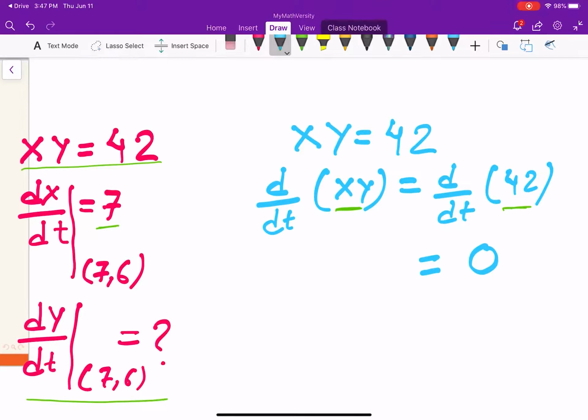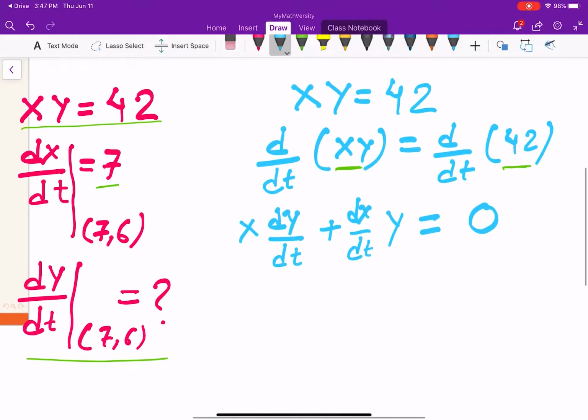So how does the product rule work? Leave the first function as it is, multiply by the derivative of the second, so derivative of y with respect to t, plus find the derivative of the first term with respect to t, leave the second function as it is.